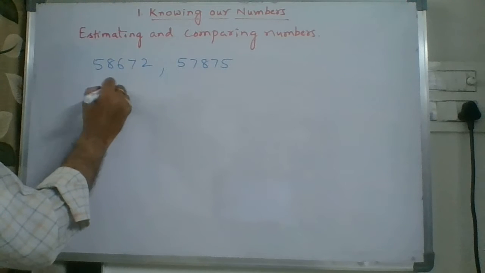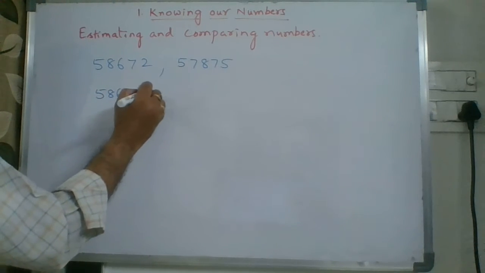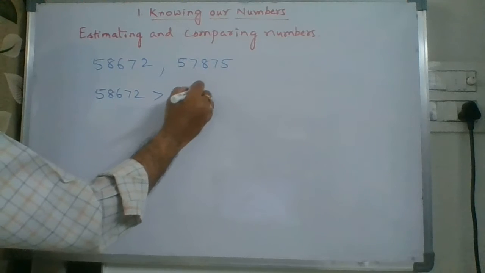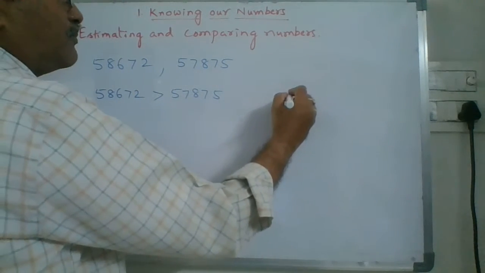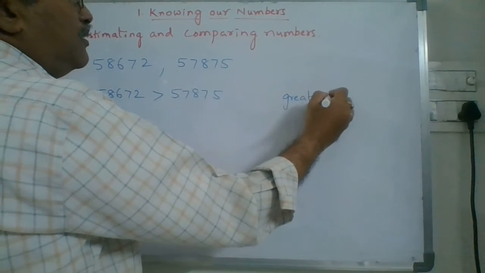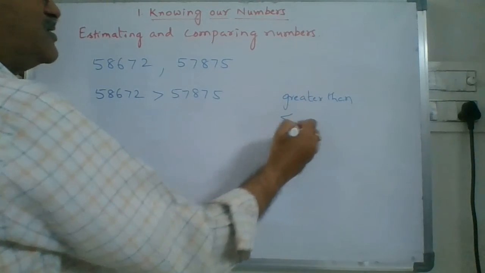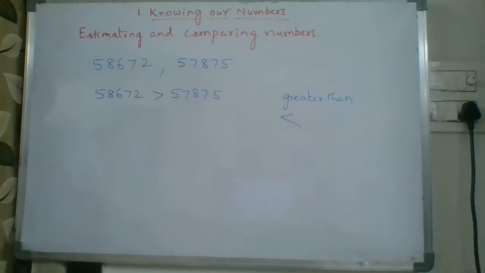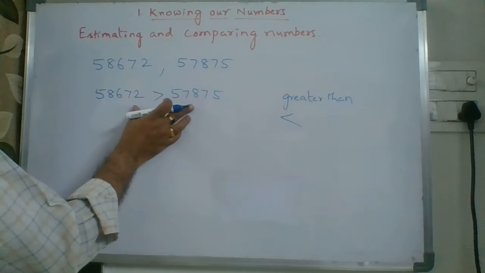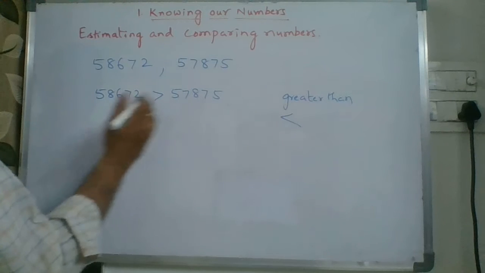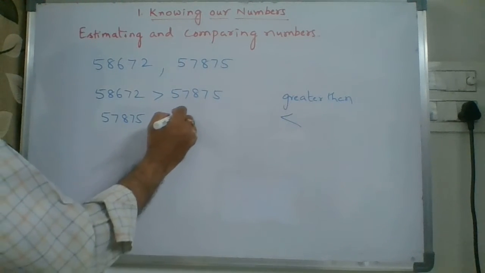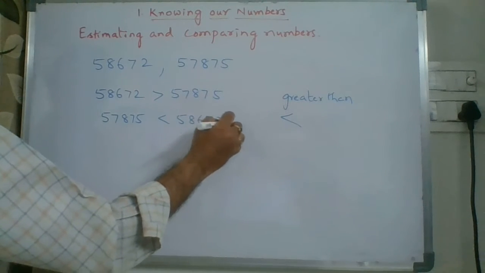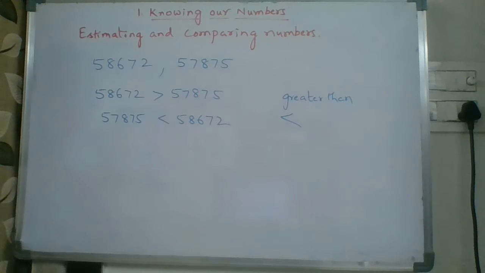So we write this as 58672 is greater than 57875. This symbol denotes greater than. And another symbol is used to represent less than. The same thing we can write using this symbol, that is 57875 is smaller than 58672. So you must know the usage of the symbols whenever we require.